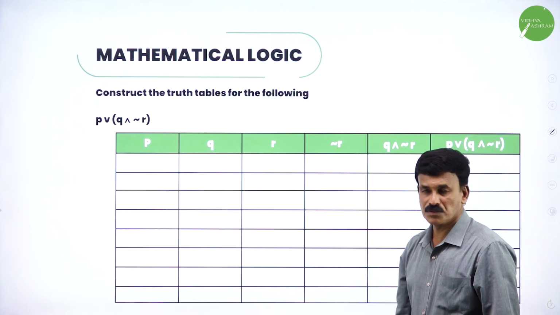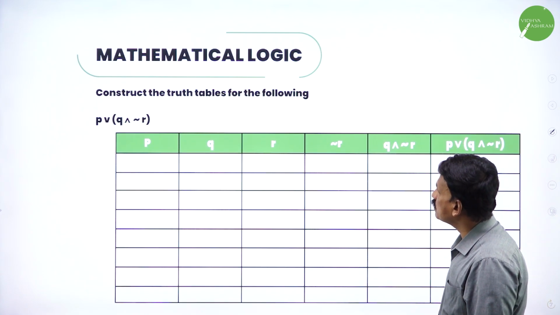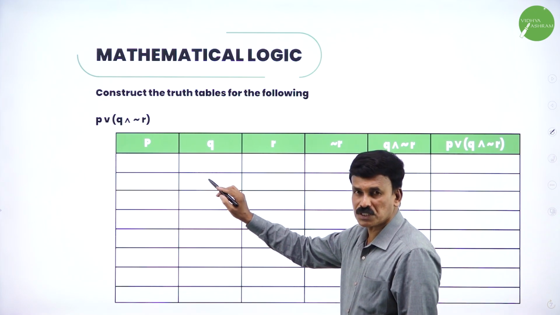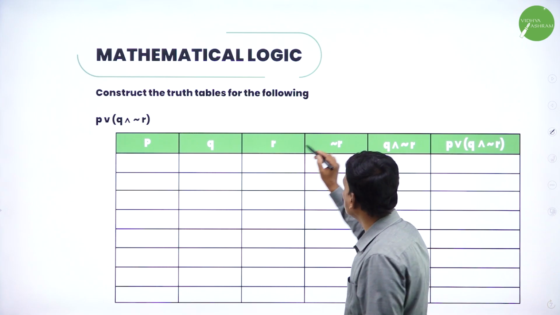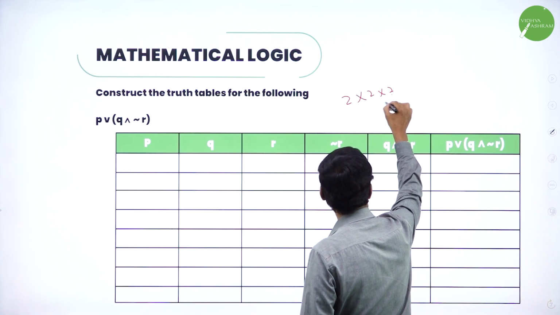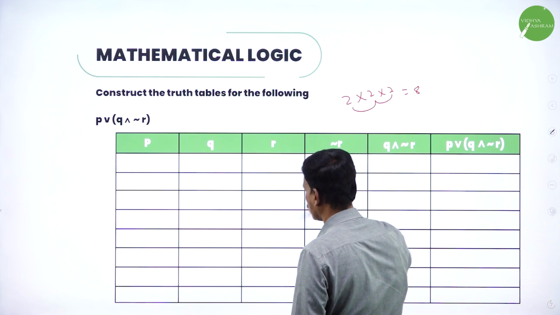Now, this is also important. So, construct the truth table for the following proposition. Since there are three statements, P, Q, and R, you know how to write the truth table for this. So, how many elements will we get? 2 to the power 3, that is 8 sets of truth values, we will get.